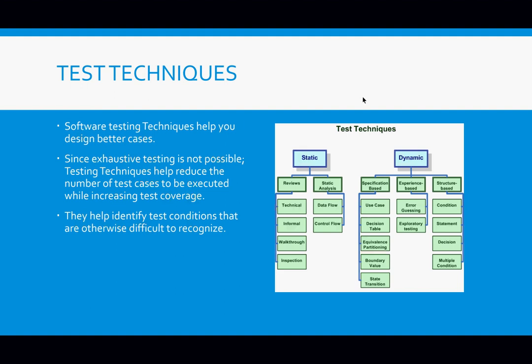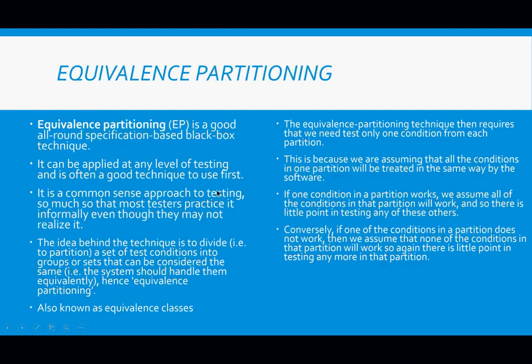For dynamic testing, I would be focusing on two techniques: equivalence partitioning and boundary value analysis. For today, I think every tester should know these two techniques very well, to be honest. So I'll focus on that this evening, and then we can continue. So, equivalence partitioning. Like I said, it's a good all-round specification-based technique.